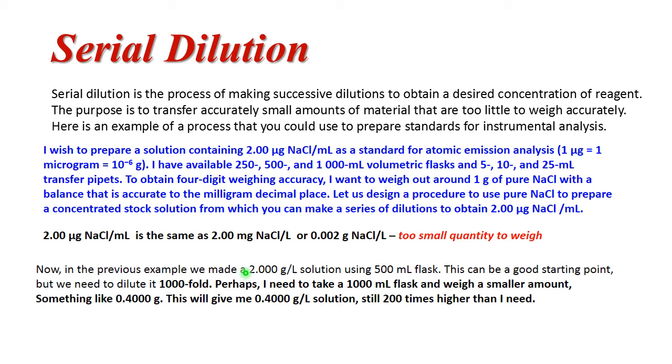In the previous example, we made a 2 gram per liter solution using a 500 ml flask. This can be a good starting point, but we need to dilute it 1000-fold. Perhaps I need to take a larger 1000 ml flask and weigh a smaller amount, something like 0.4 grams. That will give me a 4 gram per liter solution, still 200 times higher than I need.